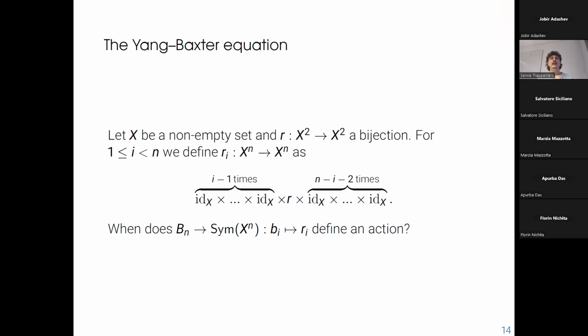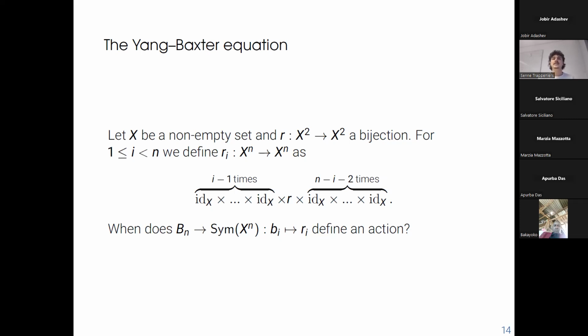And then we can define Ri going from Xn to Xn as basically R applied to the ith and i plus 1 place. So everything before that is just the identity, everything after it is also the identity, and then at the ith and i plus 1 place, we apply R. And the question now is when do we obtain an action? When we say our Bi, which consists of twisting the ith and i plus 1 strand, when we map this to Ri, do we obtain an action?